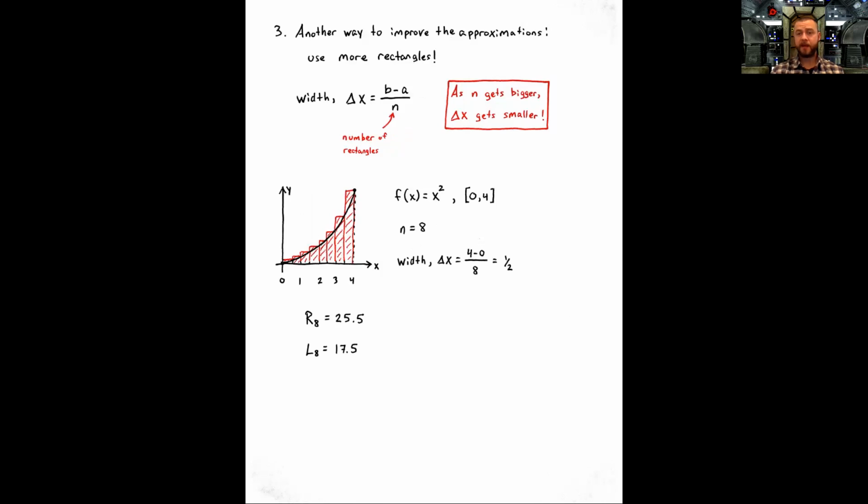Also go through and give yourself an attempt at repeating this, but for the left endpoint approximation. Your first left endpoint would be 0. Your last left endpoint would be 3.5. You'll again get an under approximation, but it's a little bit narrower. Notice now our under approximation, 17.5, is a little bit closer to the exact answer, 21.33, that we looked at a few minutes ago.